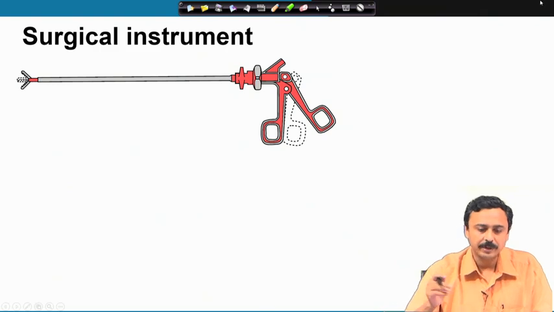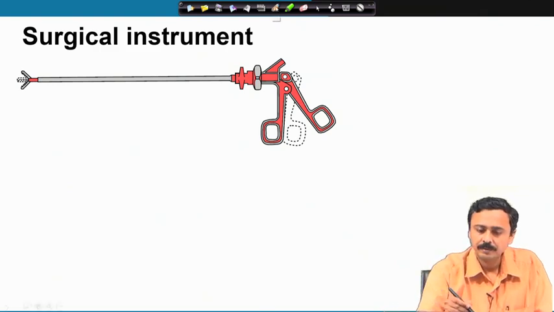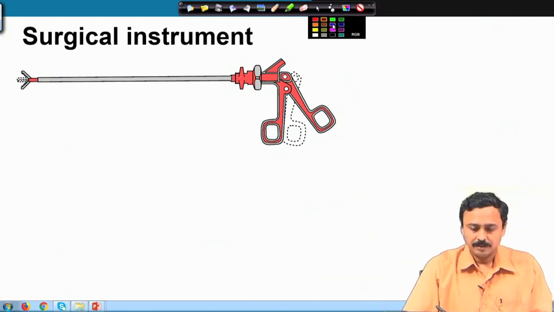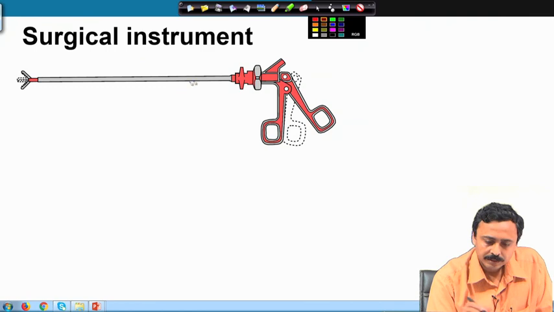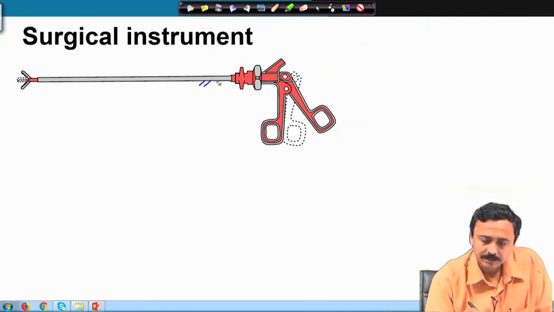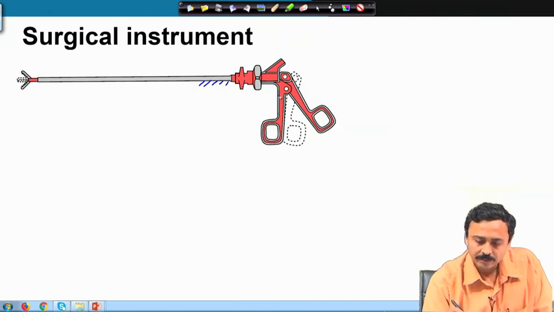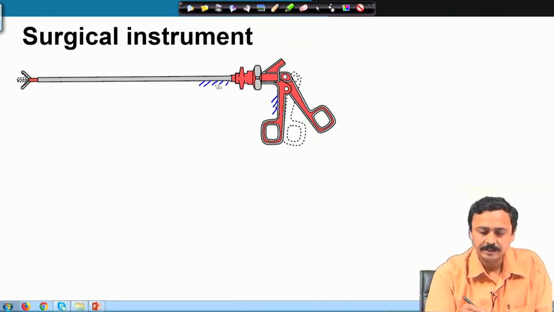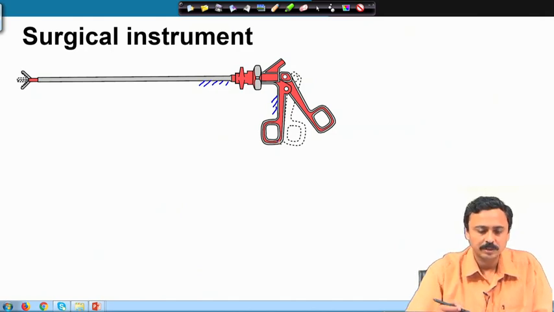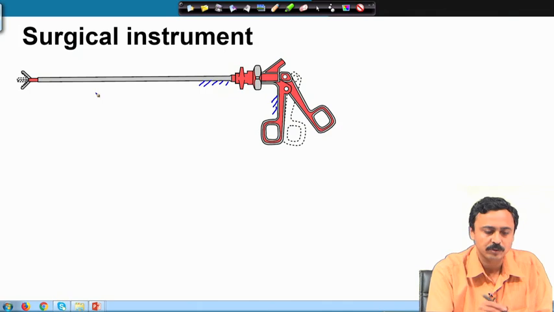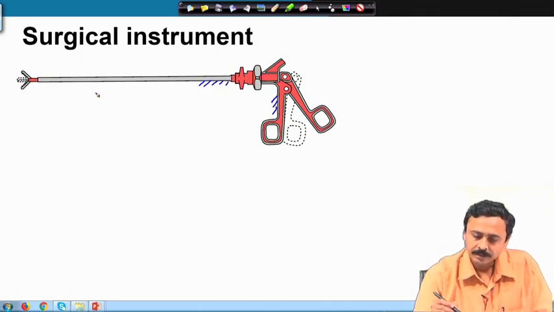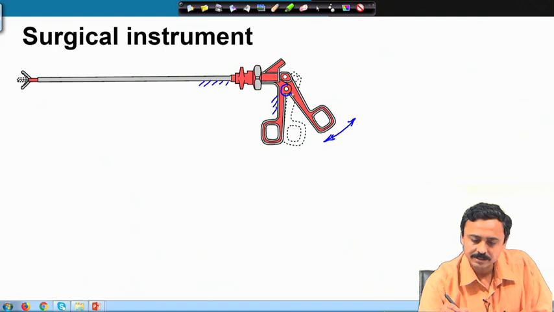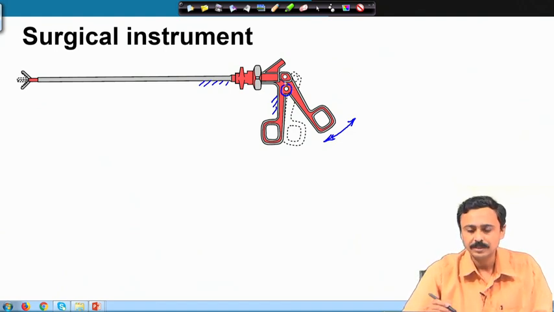Next, we have a surgical instrument. In this, consider that this is grounded, this handle is also grounded. This handle is an integral part of the whole instrument. This cannot move with respect to this barrel. The other link which can move is this finger grip. Now, here you will realize that this therefore is a ground hinge. This hinge is a ground hinge.